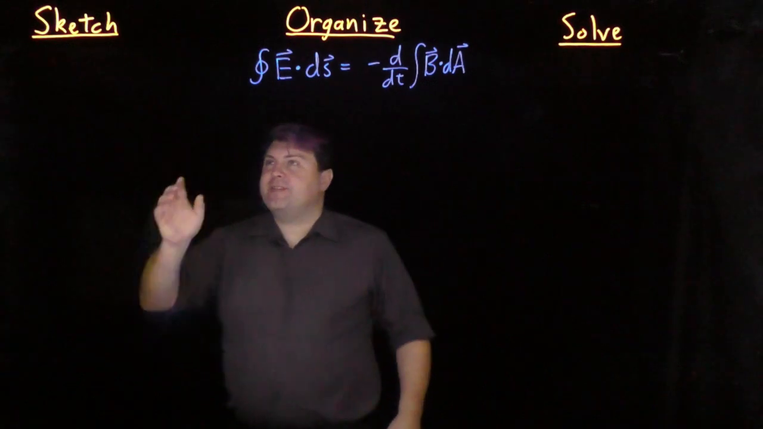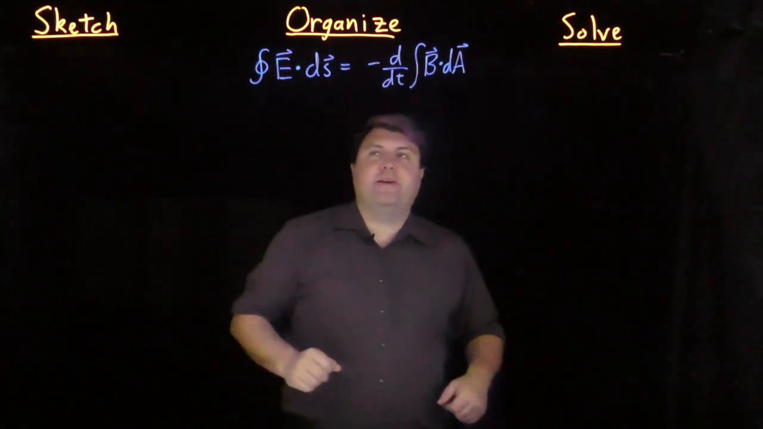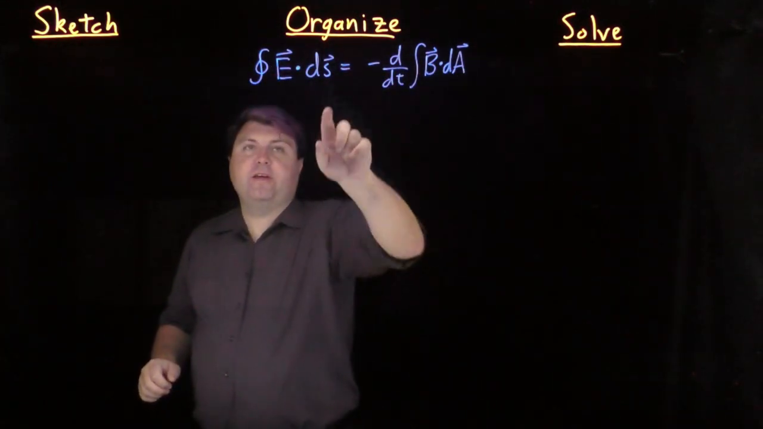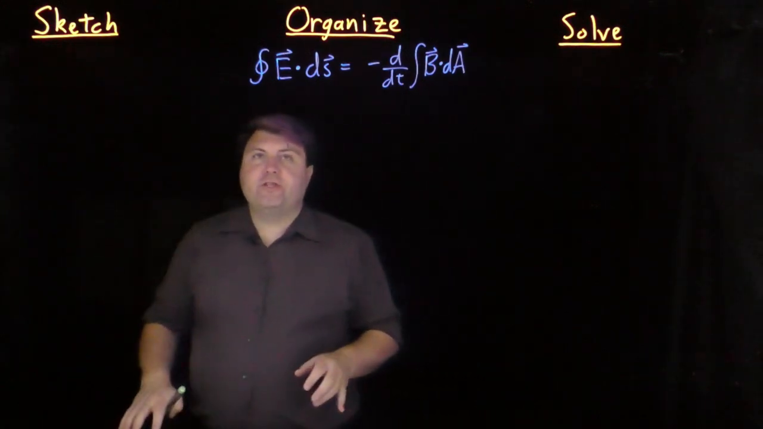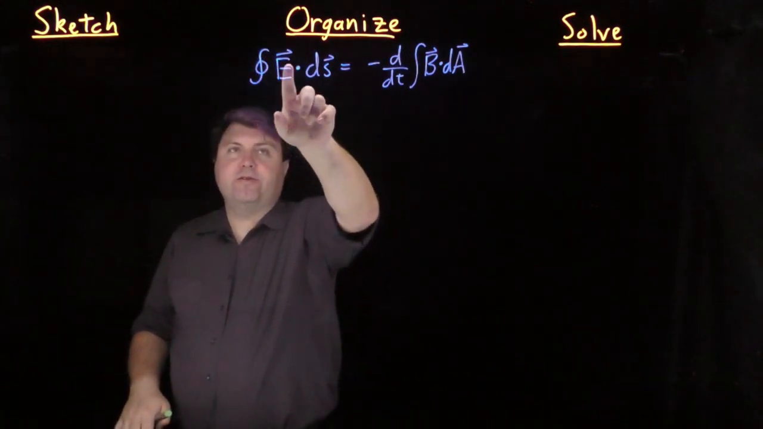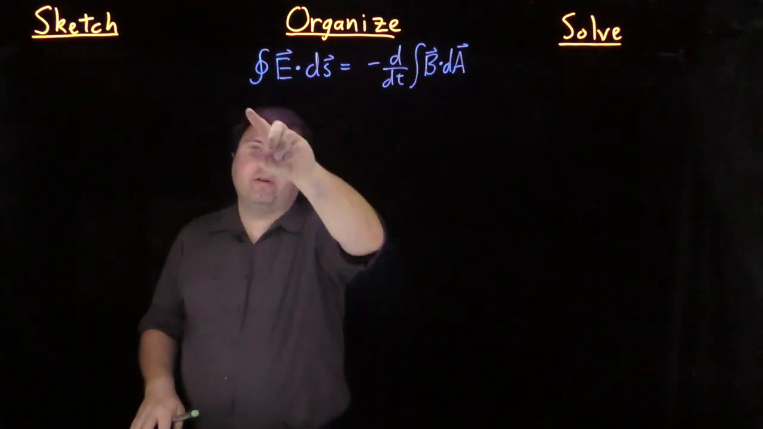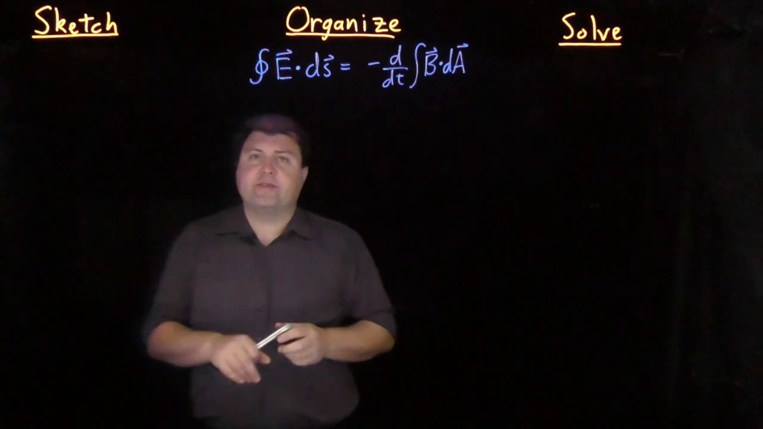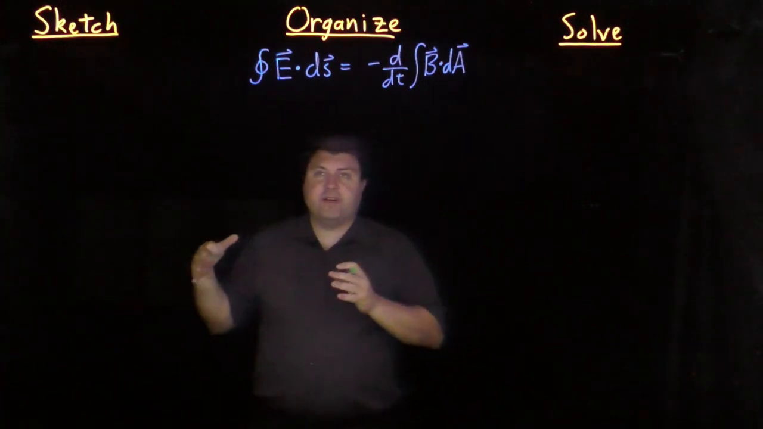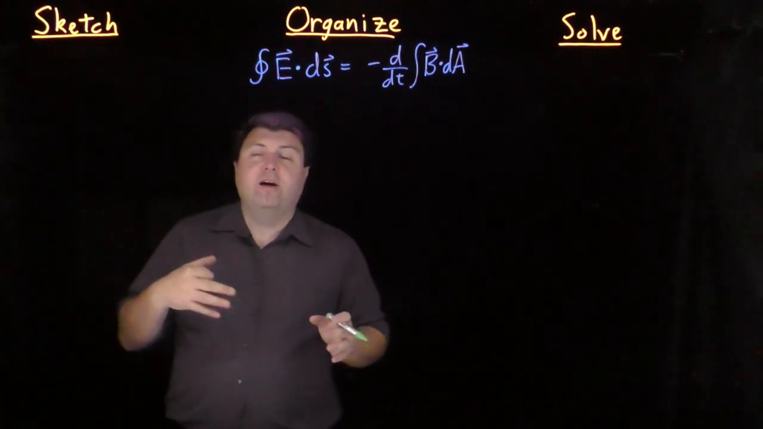Welcome! This is the sketch, organize, solve method for Faraday's law, the loop integral one. And what we'll see is that this closed integral of E dot ds looks very, very similar to what we saw a few weeks ago with the closed integral of B dot ds. So we're going to do a lot of things very similar to what we did for Ampere's law, now with Faraday's law.